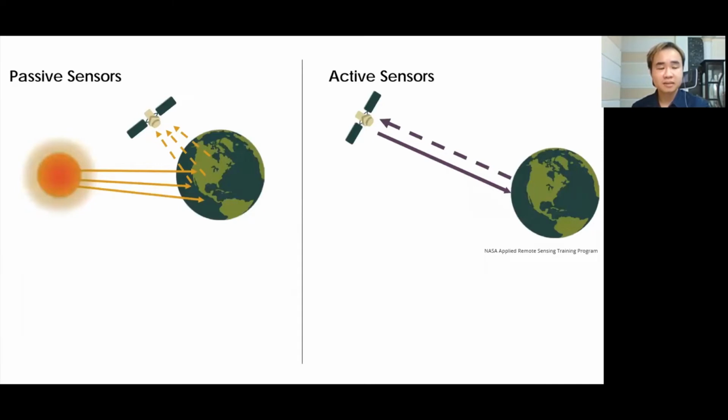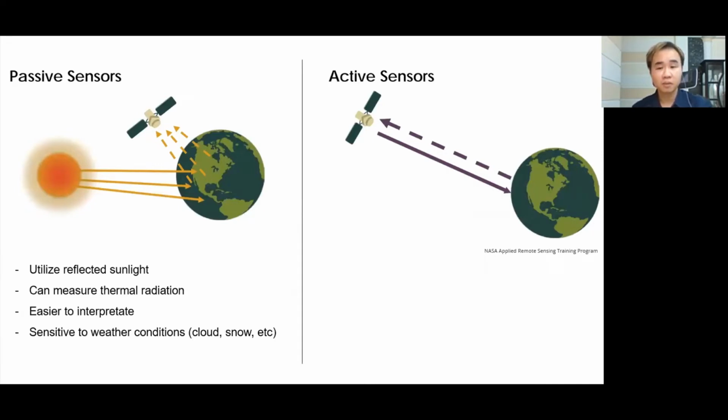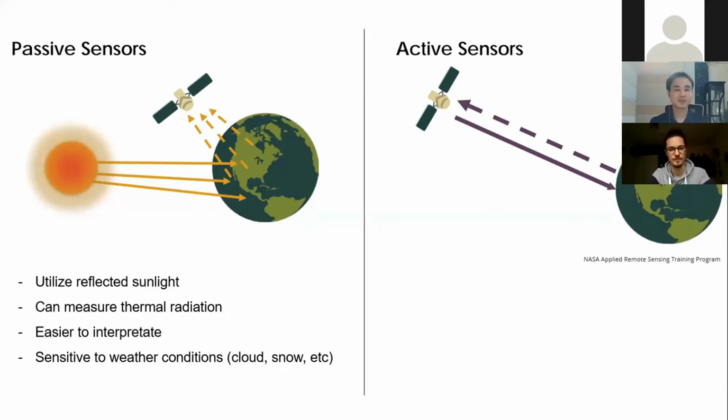The passive sensor is the most well-known and the more common one. It utilizes the reflected sunlight. The sun illuminates the surface, and part of the energy will be absorbed, transmitted, and part will be reflected back into the sky. The sensor will record that energy. It can also measure thermal radiation, which enables you to compute, for example, the urban heat island effect. It's easier for interpretation, but it is also sensitive to weather conditions. For example, if there's a cloud present in your image, you won't be able to see beneath it.